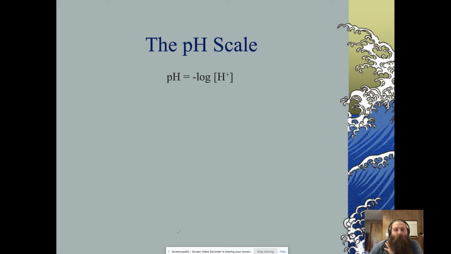Well, here's the pH scale. It's a formula. pH is the negative log of the concentration of hydronium. The pH scale runs from 0 to 14. Now, the higher the pH, the more basic the solution. The lower the pH, the more acidic the solution is. If you have a pH of 7, we have neutral.